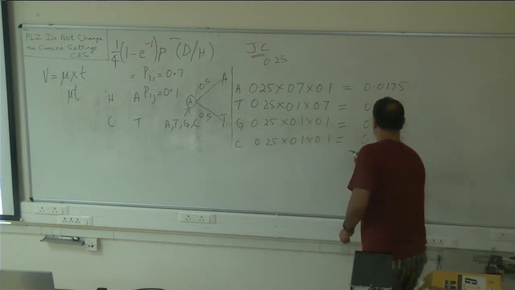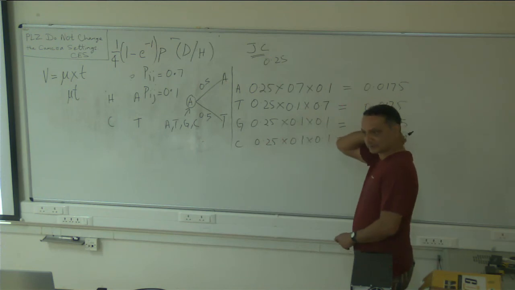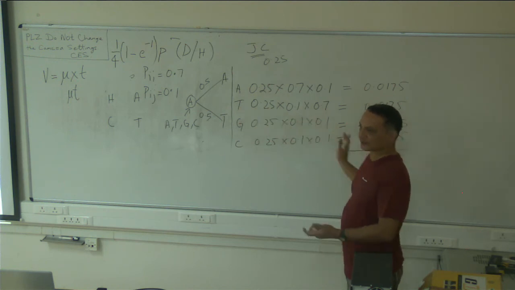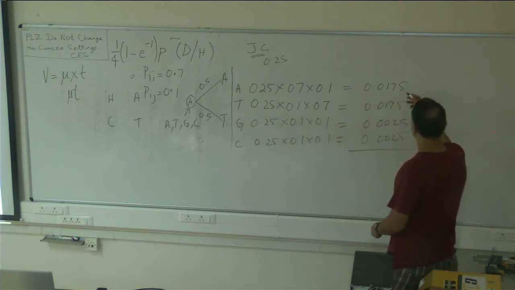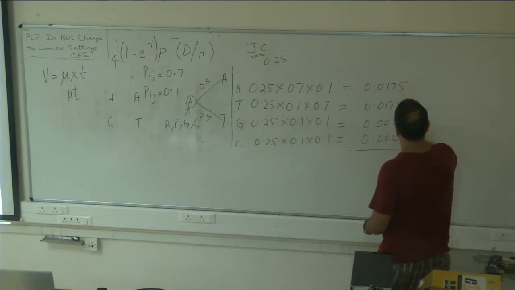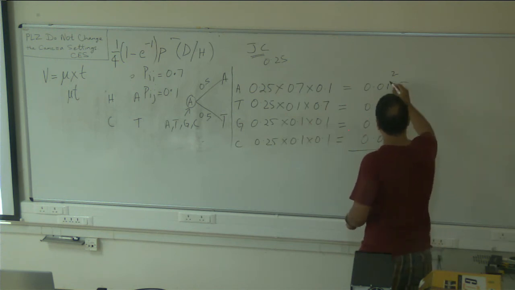Now, if you add this up, that is the likelihood of that tree. That's about it. It gets complicated when you have more nodes, but this is how you do the calculation. So that would be 0.04.